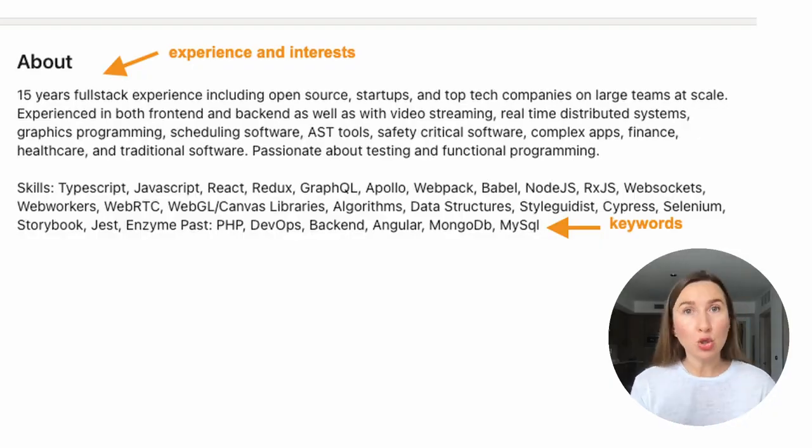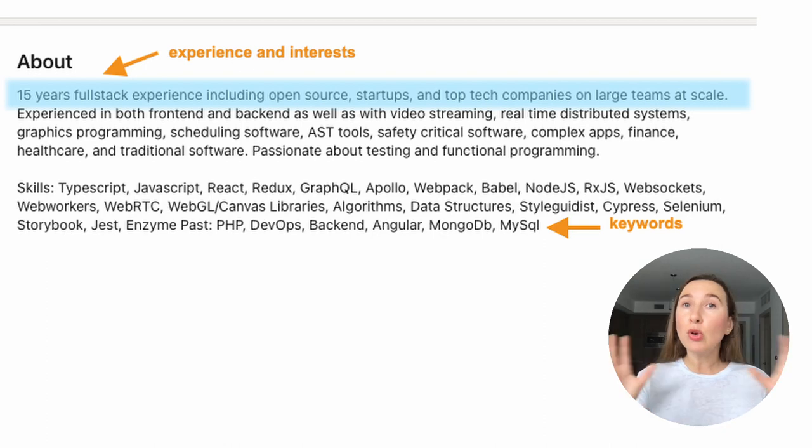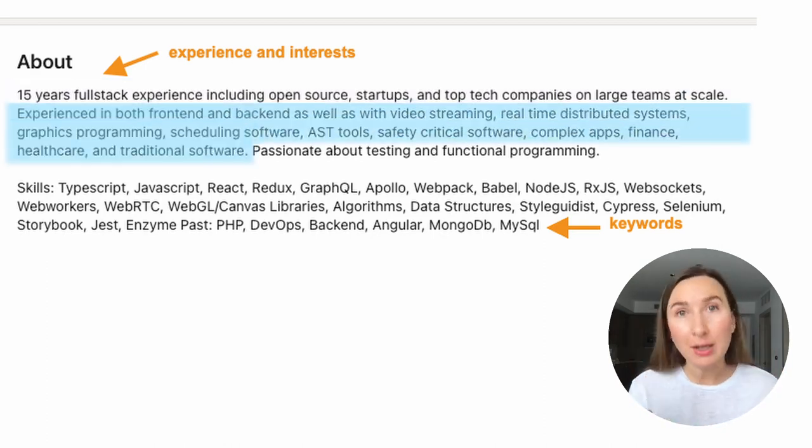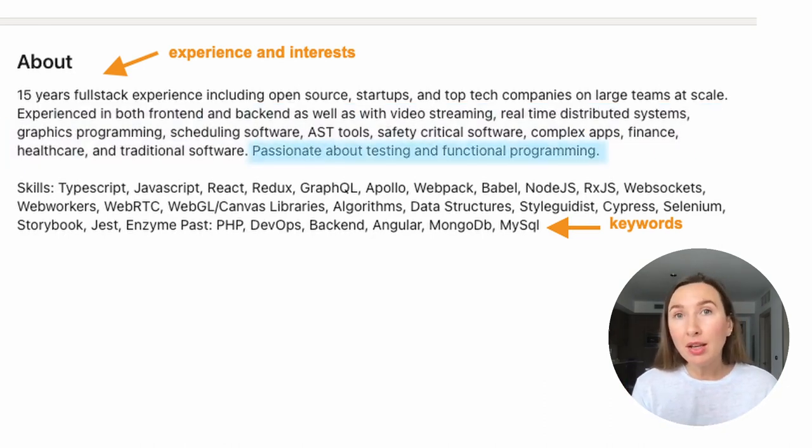Let's take a look at a great LinkedIn About section. It's not too long and not too short, only 2 paragraphs. And the first paragraph is only 3 sentences long, and the first paragraph tells us the 3 most important things we need to know. Sentence number 1 talks about overall experience. Sentence number 2 talks about a more specific experience, right? What you can do in a more specific niche. And sentence number 3, you can talk about your interests and your passions.